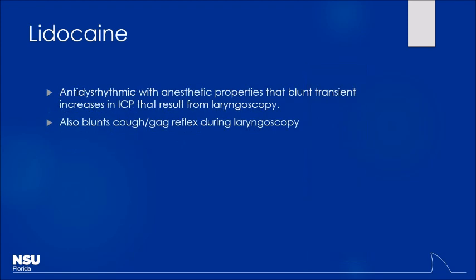Now, as I mentioned, why does it cause its anesthetic properties? Why does it numb that gag reflex? Right, remember it's a sodium channel blocker. That's how it works as an antiarrhythmic. That's how it works as a local anesthetic. The same thing is happening here. It's just working there on the back of the throat and blunts that cough and gag reflex from occurring.